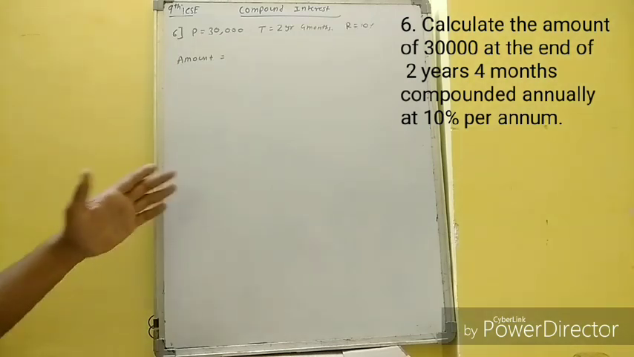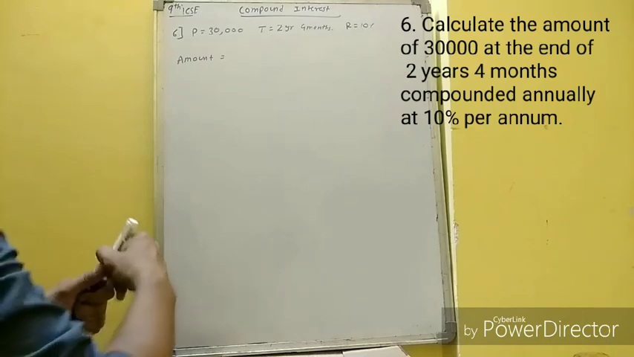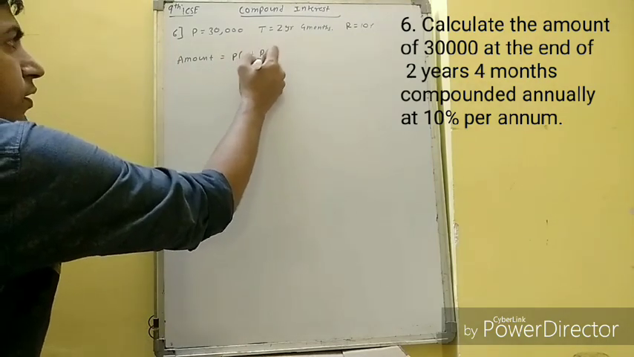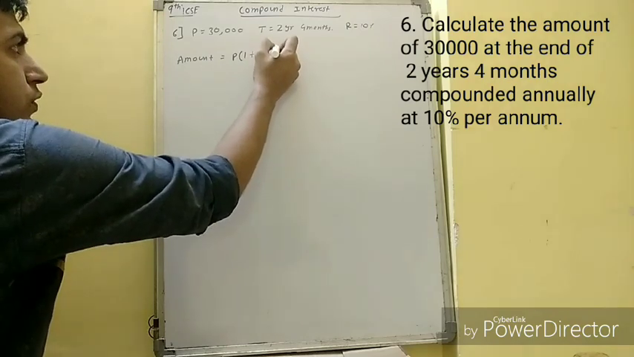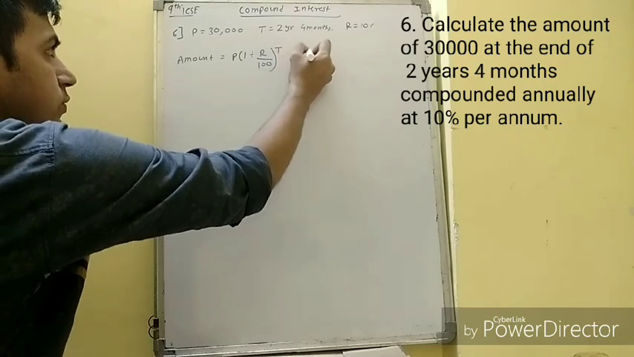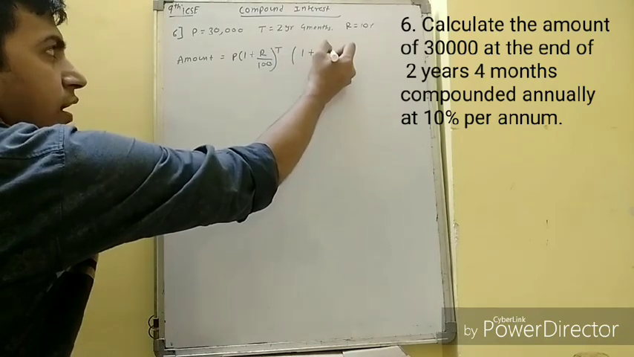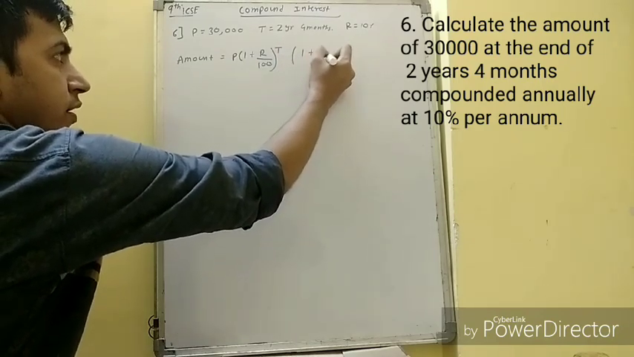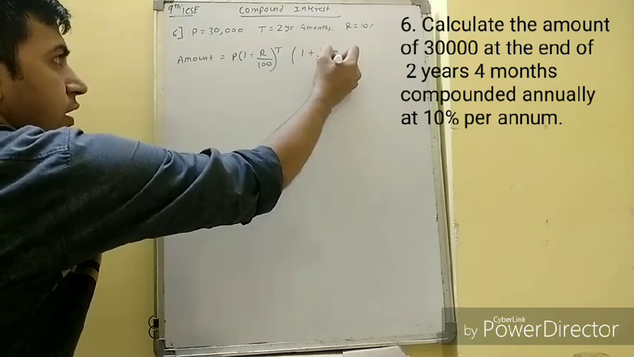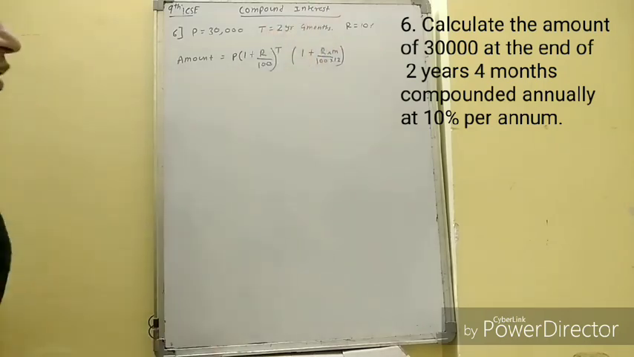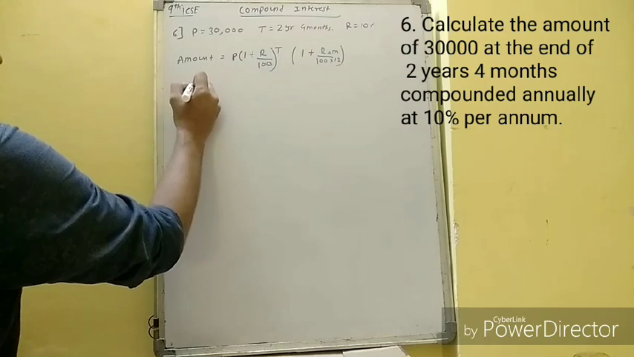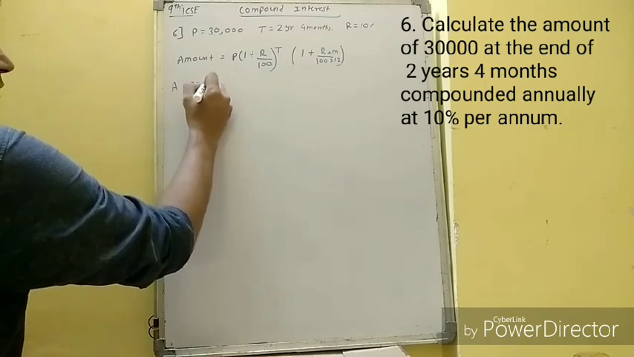Now we'll solve the same sum again but with the single formula. So the amount is equal to P into 1 plus R upon 100 raised to time. But as we have extra 4 months, for that it is 1 plus R upon 100 multiplied by months upon 12. So it is 4 months, so we will take months upon 12. How many months are there, you should write that. So the amount is equal to, what is the principal? 30,000.